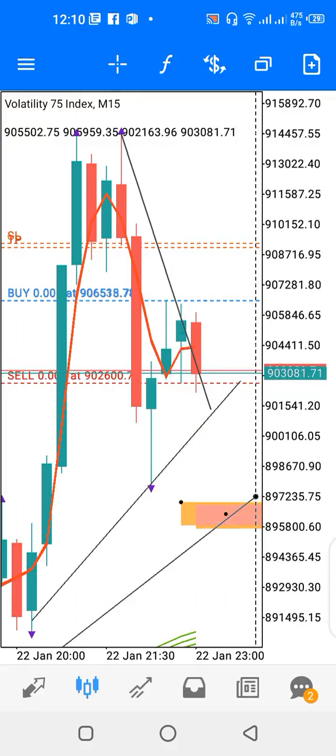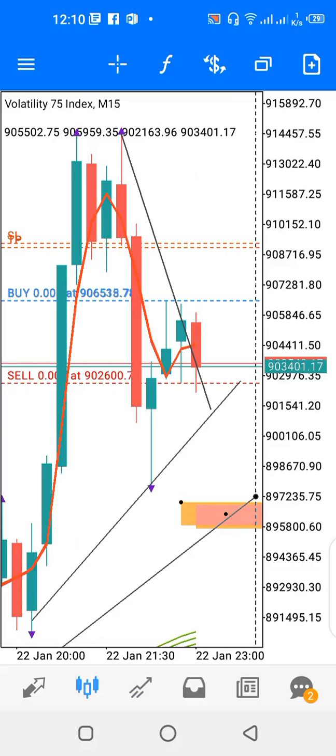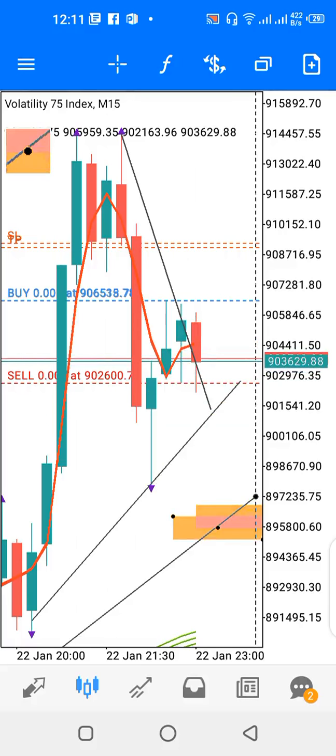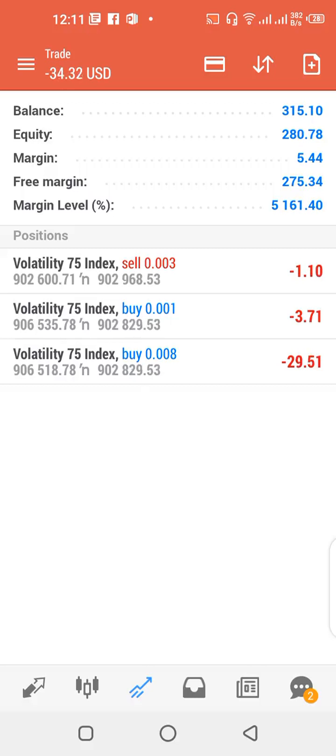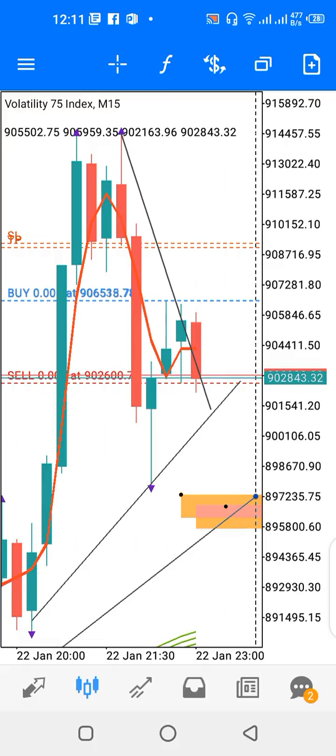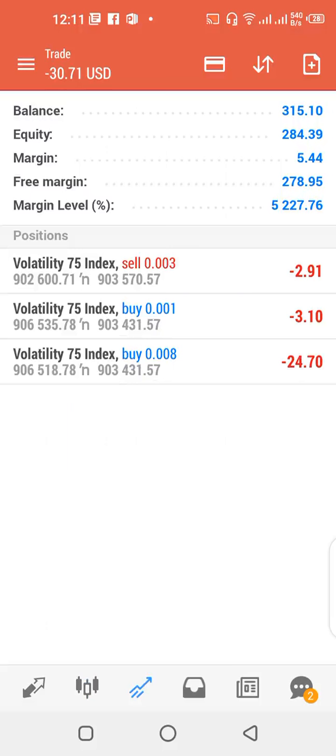But I may be wrong. I may be wrong. I have enough equity to handle whichever direction price goes. I still have a free margin of 275. So I'm not in doubt, I'm not scared, I'm not afraid of the trade. I'm confident that whatever happens, I'll close out with a break even or with some profit. But for now, my balance is 315.10.